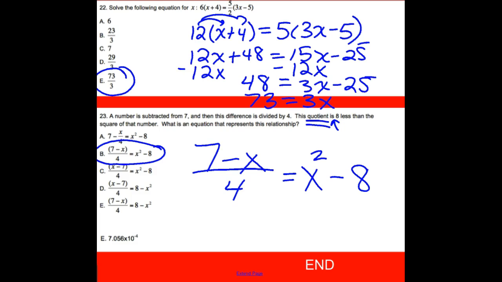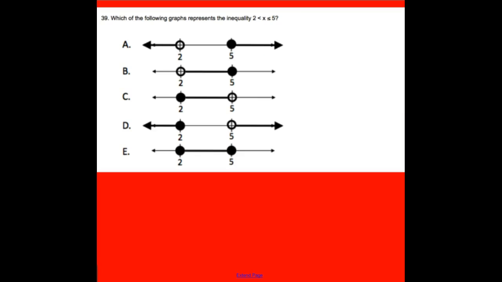I know it says the end on there, but there's one more. Which of the following graphs represents this inequality? So whatever x is, it has to be squeezed between 2 and 5. It can't be 2, has to be bigger than 2, but it can be 5, because that says less than or equal to. So that means I'm going to have an open dot on 2, closed on 5, and x is smashed between them. The graph that corresponds to that inequality is letter B.